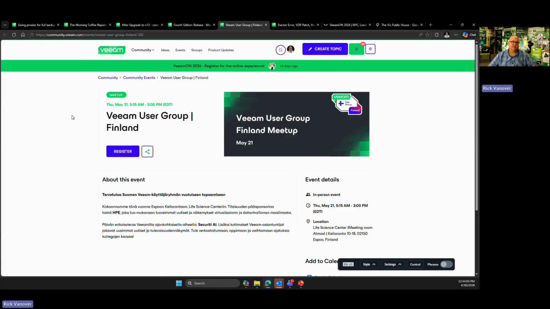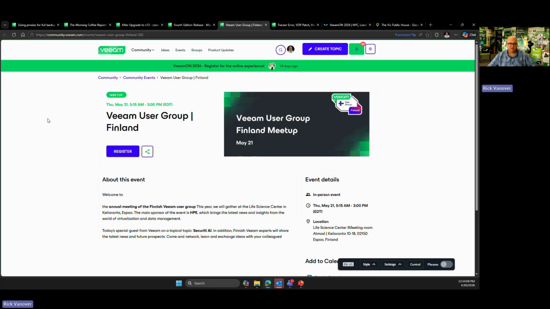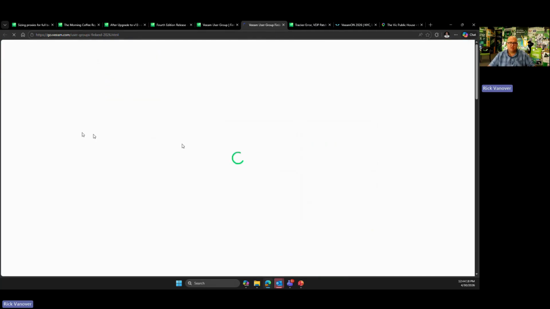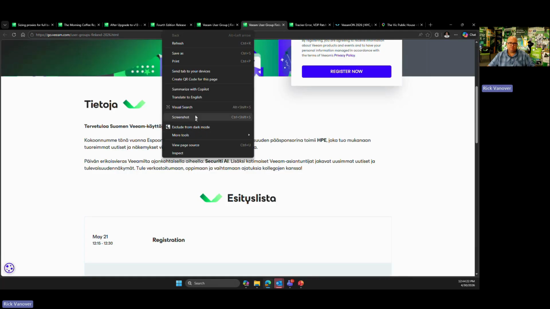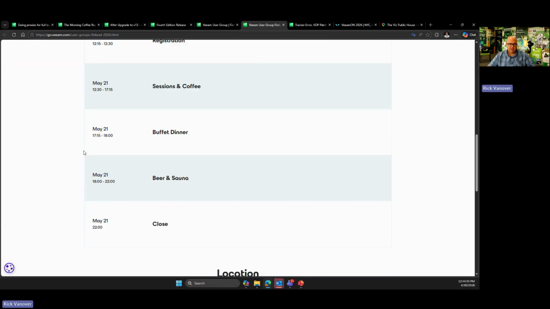And then Finland on the 21st, actually the same day. Let's put this one in English for me. That's going to be a little bit easier. So the Finnish user group has got their annual meeting on the 21st. That's my time, but looks like pretty much the whole day. Let's check out the agenda. Well, back to English again. For me, at least, I do expect it to be delivered in many parts of it in Finnish. We'll have some security AI topics, beer and sauna.